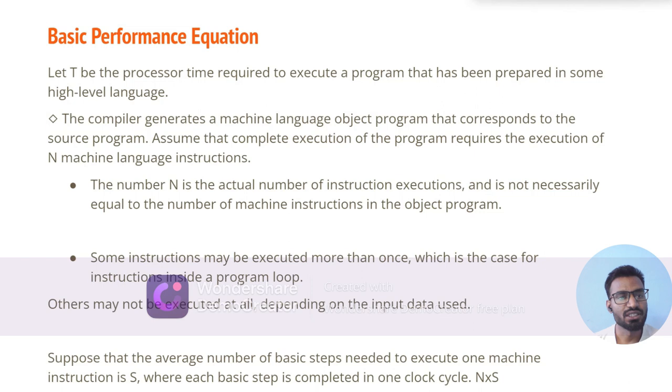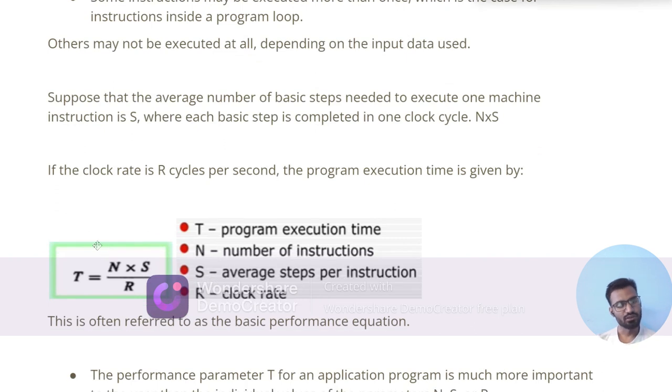The basic performance equation. We discuss an equation, T is equal to N into S by R. We discuss what T is. T is the program execution time, that means the time taken by a program to be executed.